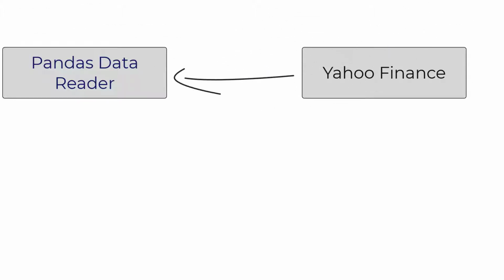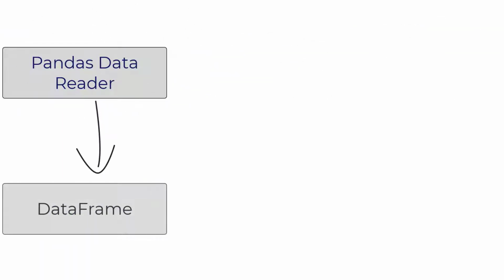Yahoo Finance will respond to our request using the API call, and it will send data to Pandas data reader, and Pandas data reader will automatically save the data into a Pandas data frame. So using this Pandas data frame we can perform any type of analytics we want. Okay, so this was the high level overview. Let's look at the code.